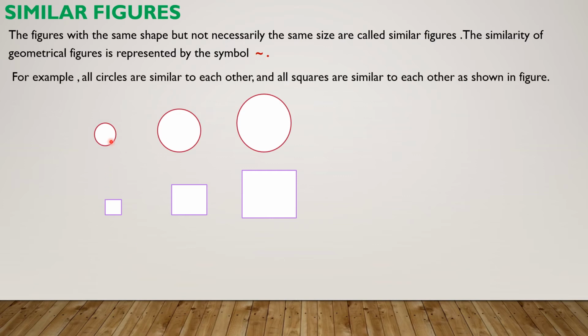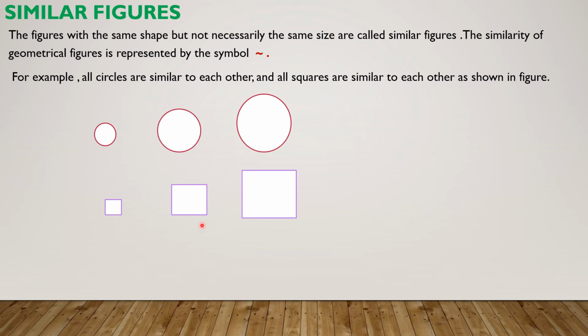Just look at these circles. For example, all circles are similar to each other. Similar to each other means they all have the same shape, that is circle. Their size is different, meaning they are not congruent. If they have the same size, then we will say that these are congruent figures. Here these three circles are not congruent. These three circles are called similar because their shape is the same.